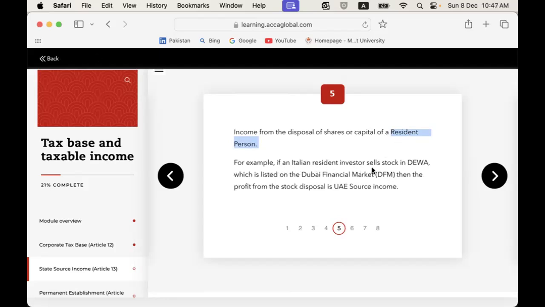An Italian resident investor sells stock in Diva, which is listed on the DFM, Dubai Financial Market. Then the profit from the stock disposal is UAE source income. But again, as we just discussed, whatever we are reading is of no consequence, unfortunately. Why? Because that non-resident person is going to go free without having to pay any tax.